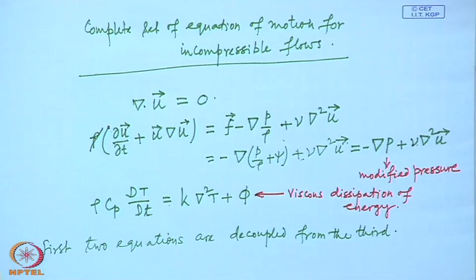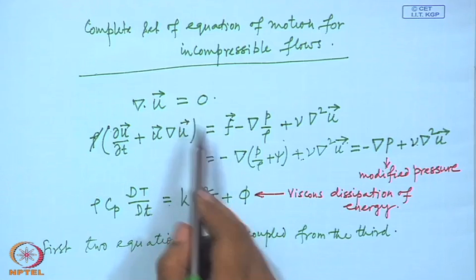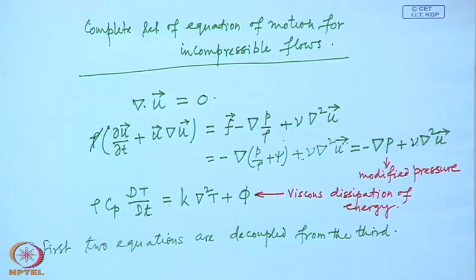The first two equations are decoupled from the third, meaning we can solve this continuity and momentum equation together to find the velocity and pressure field, and once the velocity field is known, then we can solve this energy equation to find the temperature if we are interested. In many problems we are not even interested in finding the temperature, so we won't even bother.